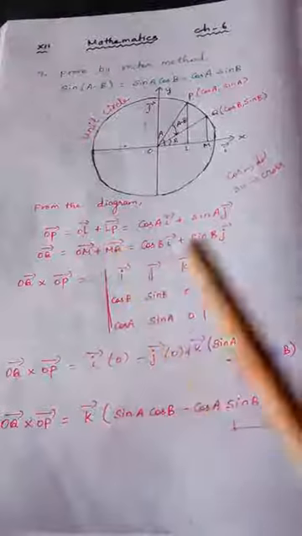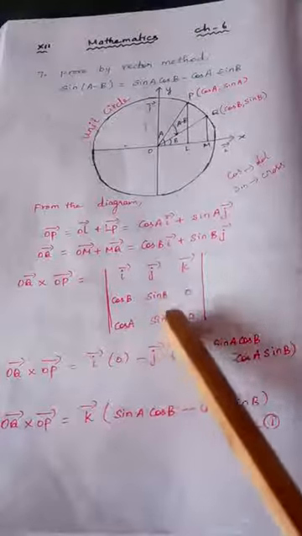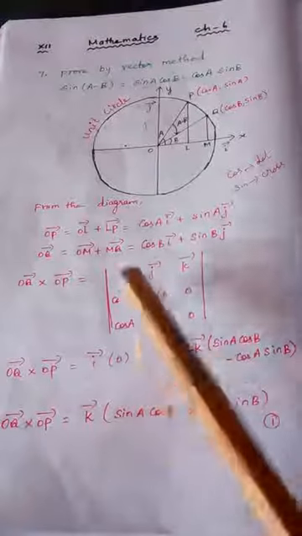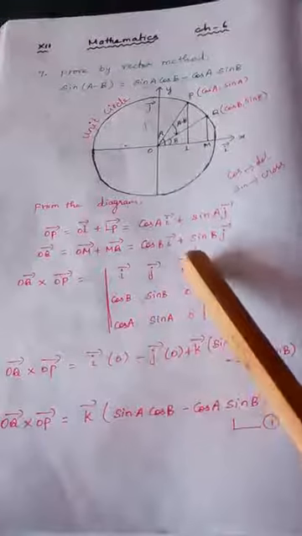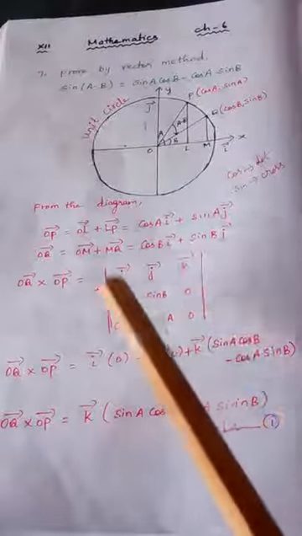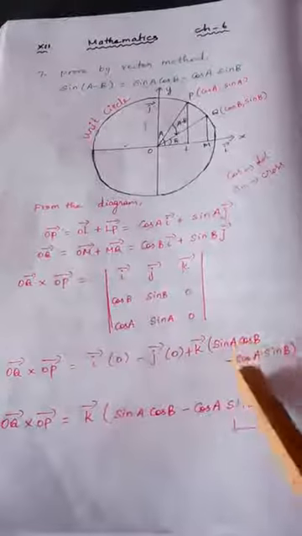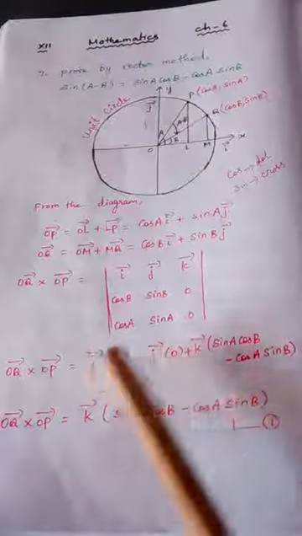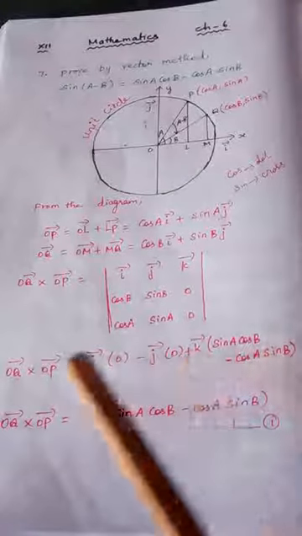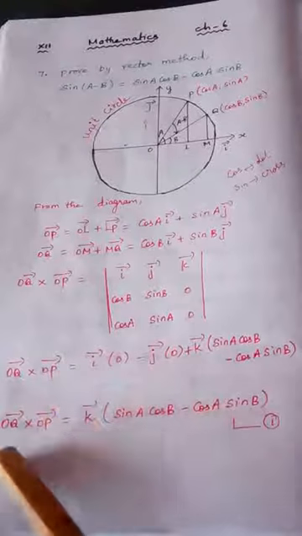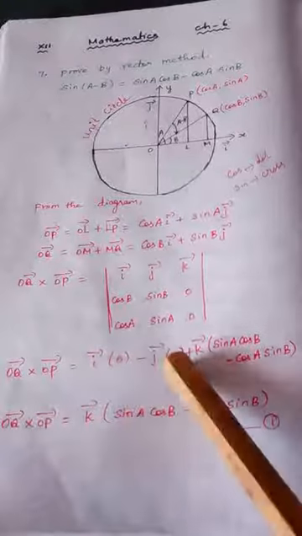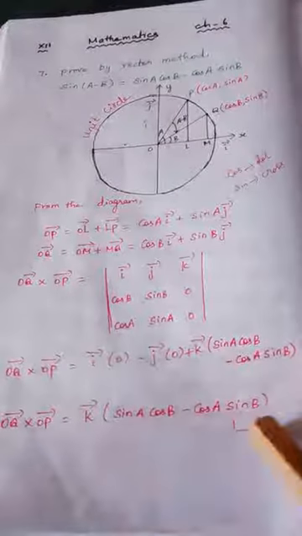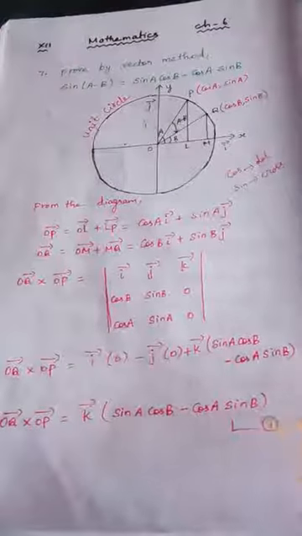Expand this determinant. For I, if you cross multiply, only 0 will come. Then minus J, again 0 will come, plus K times sin A cos B minus cos A sin B. So these two terms will not come, only this will come. So OQ cross OP is equal to, these two will be absent, K vector into this only remains, right? We will take this as equation number 1.